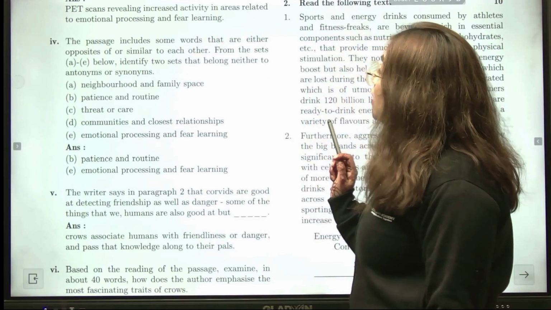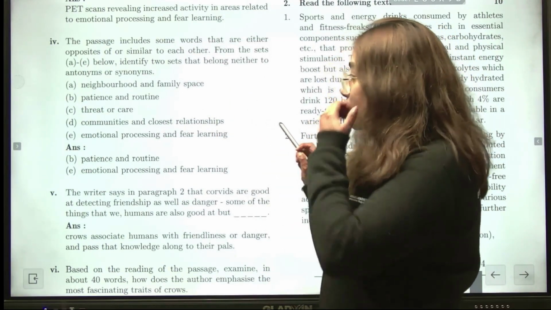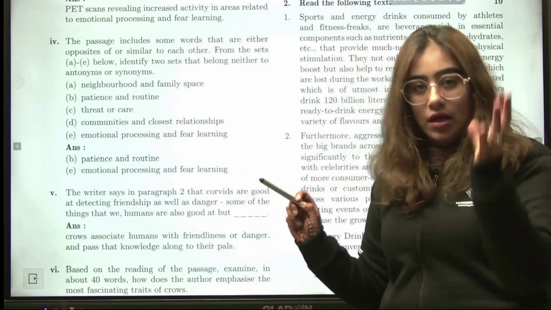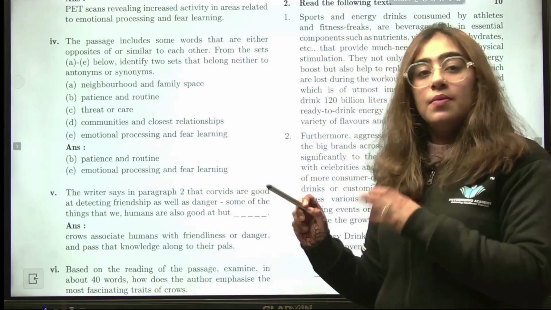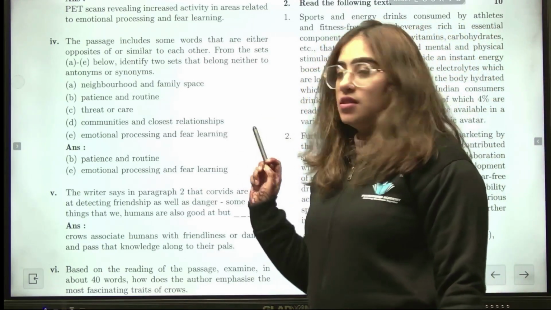The passage includes some words that are either opposite of or similar to each other. ठीक है? From the set A to E below, identify two sets that are neither antonyms nor synonyms. तो आपने दो सेट बताने हैं. ना वो antonyms होने चाहिए मतलब opposite, ना वो synonym होने चाहिए मतलब वो similar भी नहीं होने चाहिए. Clear?